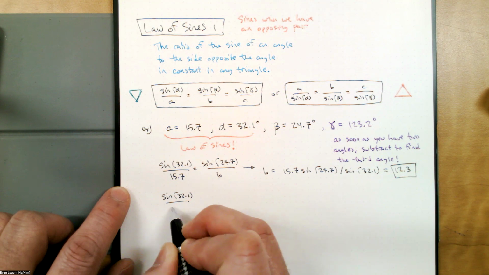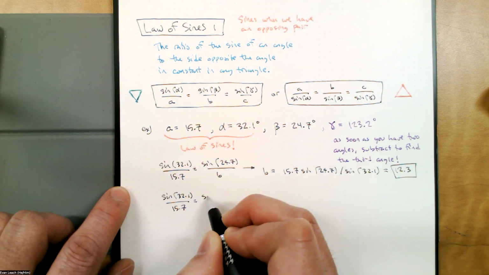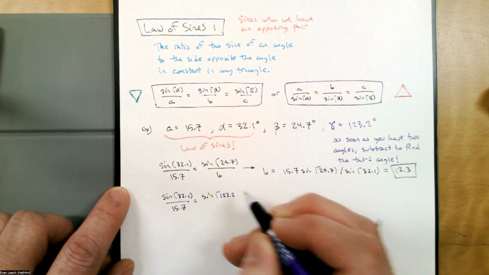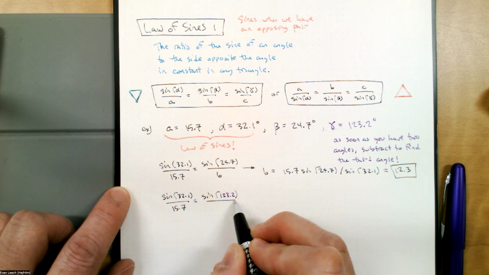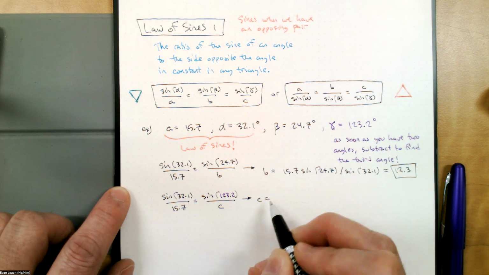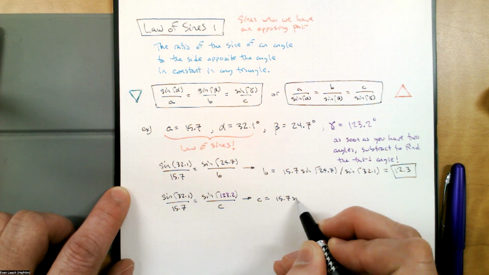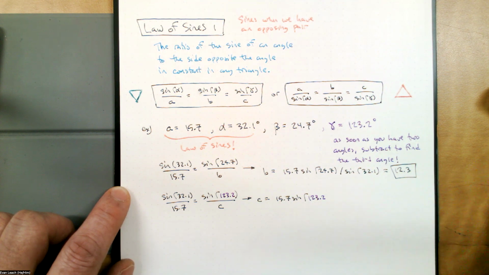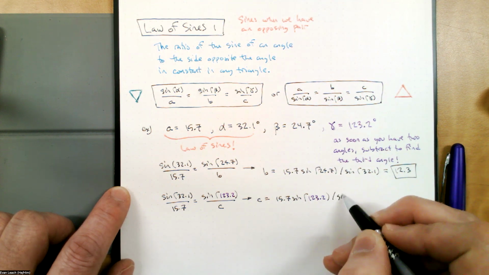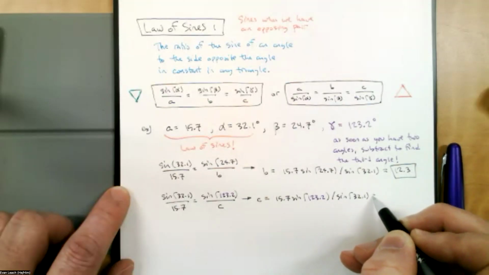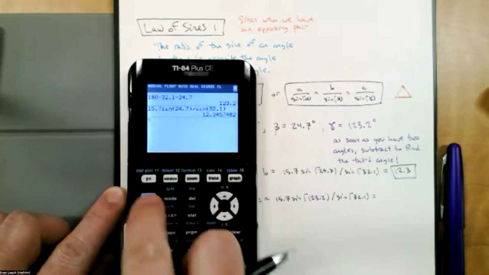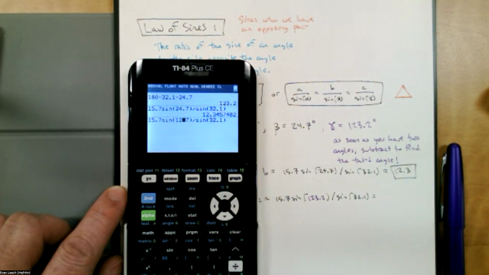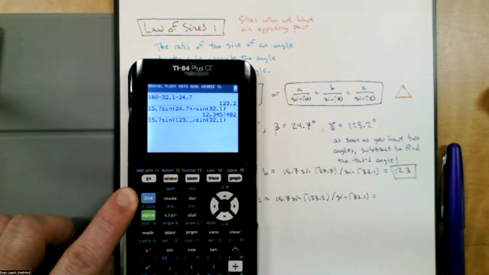Sine 32.1 over 15.7 is equal to the sine of 123.2 divided by C, the new thing I'm looking for. So C is equal to 15.7 times the sine of 123.2 divided by the sine of 32.1. So I'm going to do this calculation, but trade my 24.7 for a 123.2.